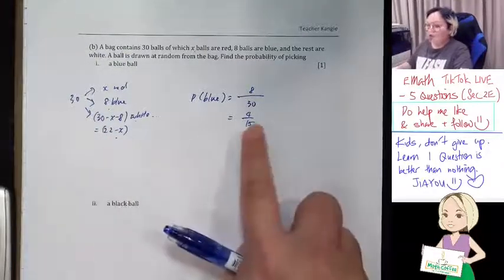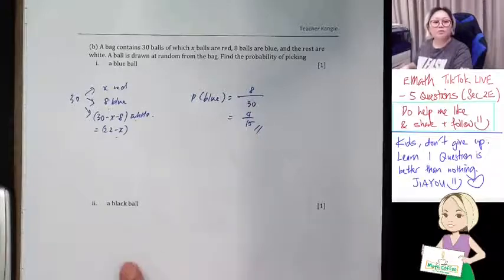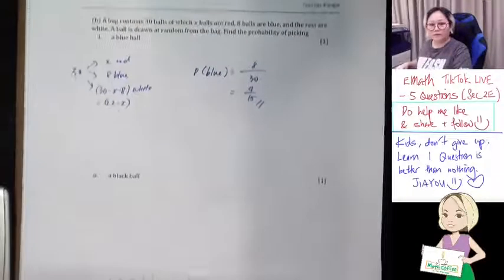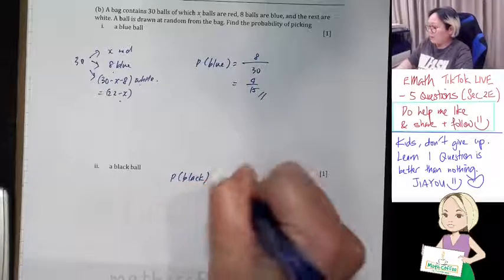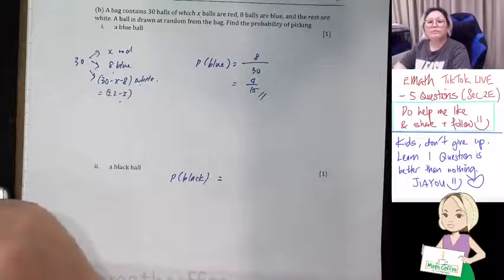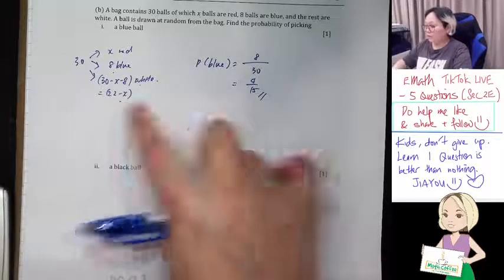Okay, the blue is easy. Okay, now let's move on to the black ball. So what is the probability of getting a black ball? If you don't simplify, is it considered wrong? You mean this one?